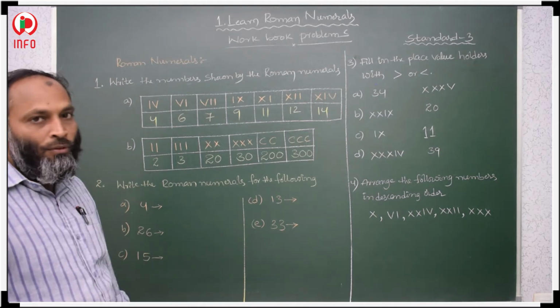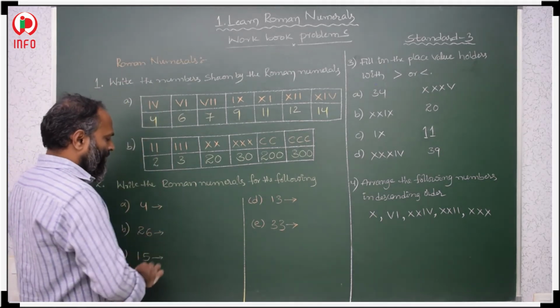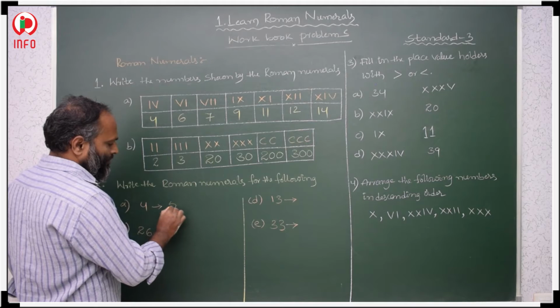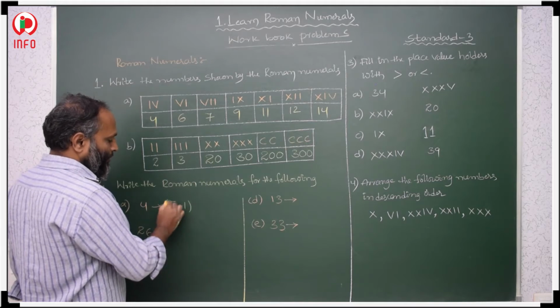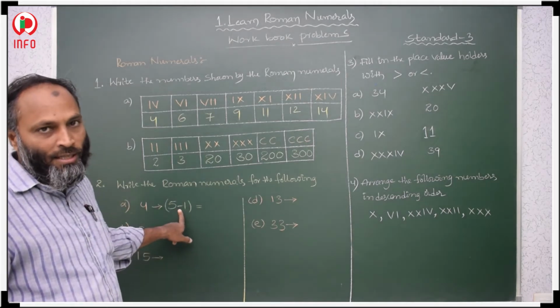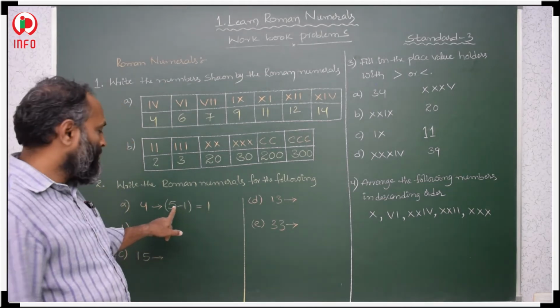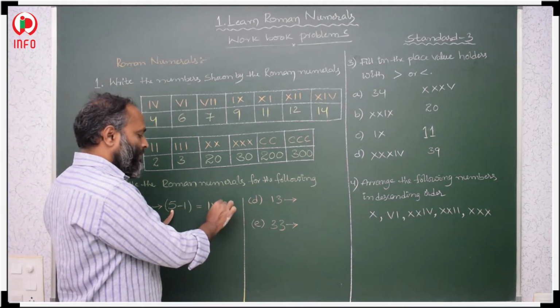This 4 is near to 5. Then how will we get it? If we do 5 minus 1, then we will get 4. Here minus is there. Whenever minus is there, the smaller Roman numeral will come first and the bigger Roman numeral will come next.